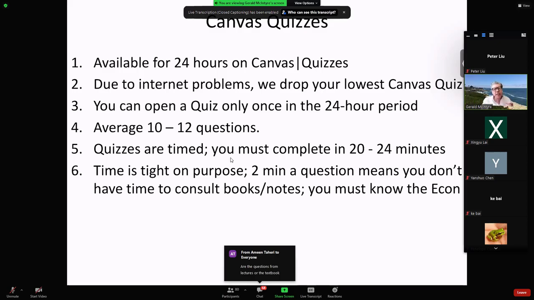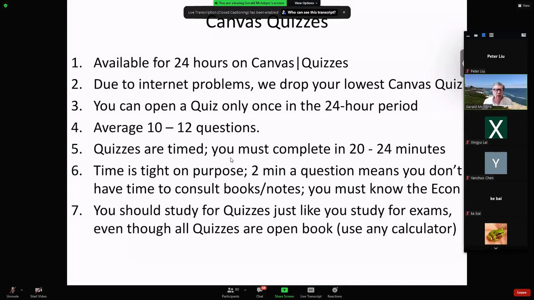And the purpose is this: with 2 minutes a question, say for a 12-question Canvas quiz, you have 24 minutes. It is simply not possible to look up everything, to consult your books and the notes, to get all the answers. In other words, you have to know the economics to answer these quizzes. You have to know it already. And that means you have to study for quizzes just like you'd study for exams, but in small, manageable pieces.